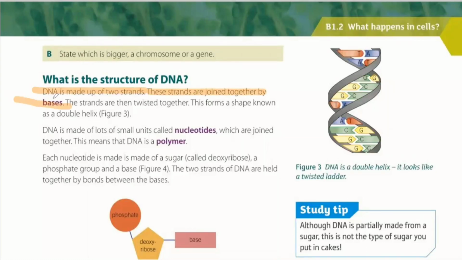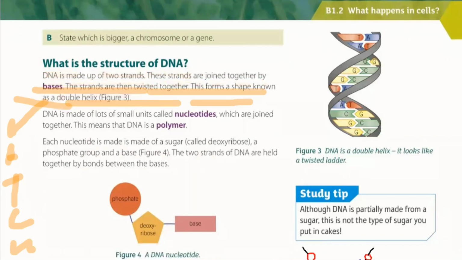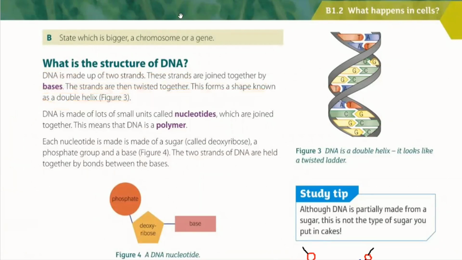We have seen the four bases: adenine, thymine, cytosine, and guanine. Then these strands are twisted together, and this forms a shape known as a double helix. Then we have to define a little bit about the nucleotide, what basically the nucleotide is, and how the DNA forms the polymer. So this is the whole structure of the DNA.